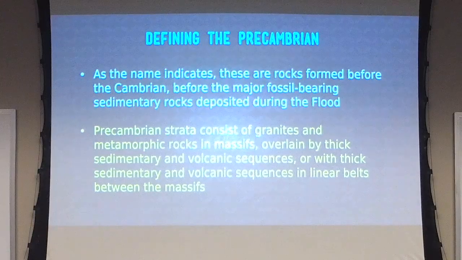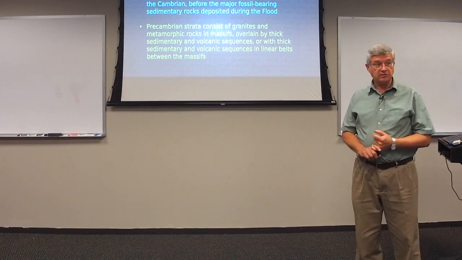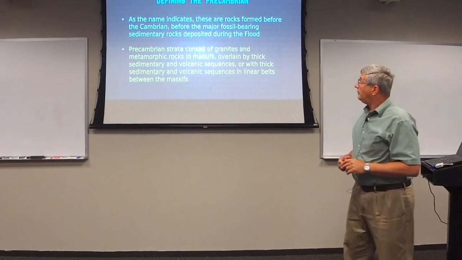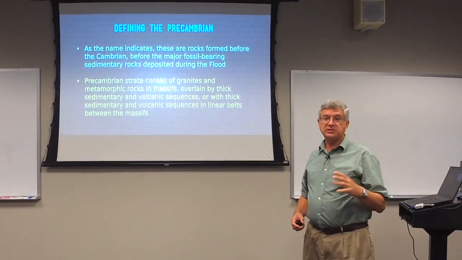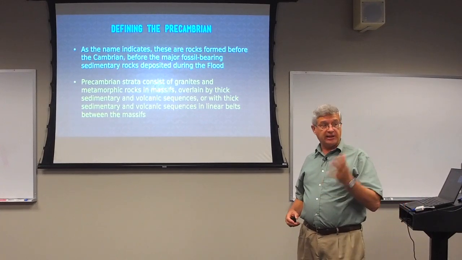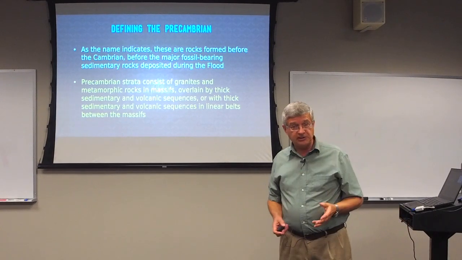As the name implies, these rocks formed before the Cambrian, before the major fossil-bearing sedimentary rocks that were deposited during the flood. The Precambrian strata consists of granites and metamorphic rocks in massives, that is, in complexes. They're overlain by thick sequences of sedimentary and volcanic rocks, or there are belts of sedimentary and volcanic rocks adjacent to and between these massives.